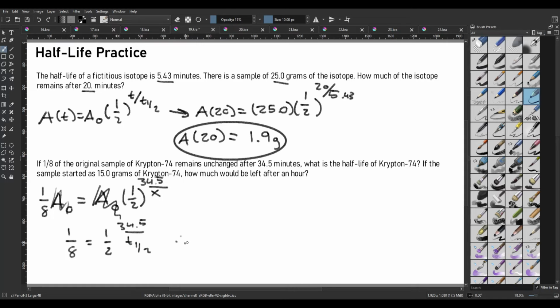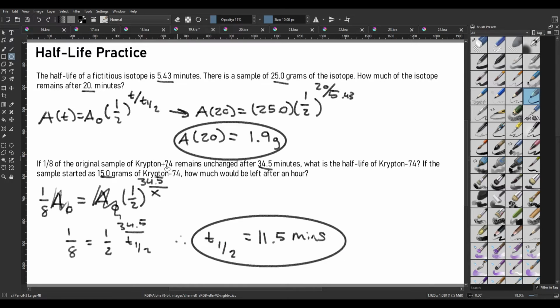So the half-life, if we solve this, is going to be equal to, let's see, we have 3 significant figures. We're going to do 3 significant figures here. 11.5 minutes. And this is the first part of the question. So we know the half-life is 11.5 minutes.